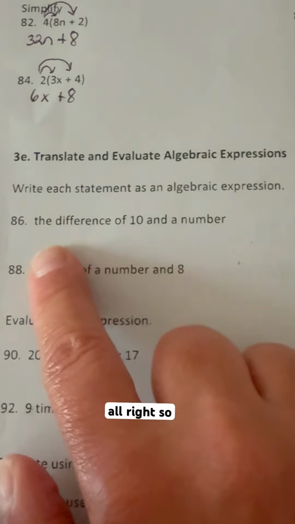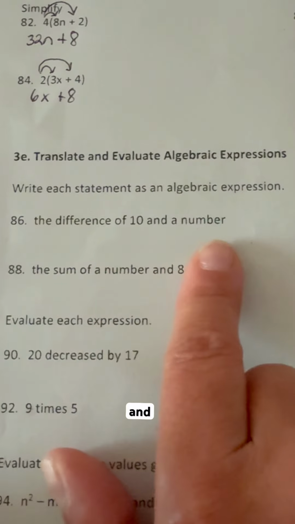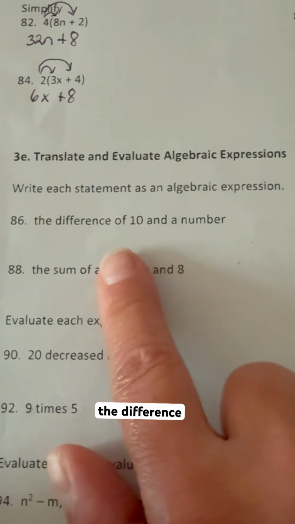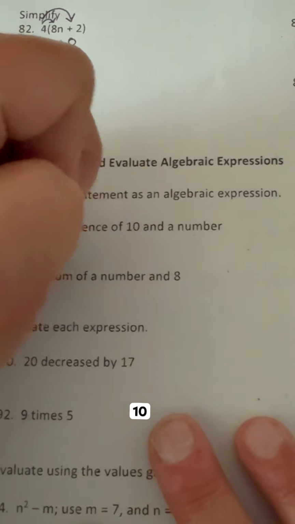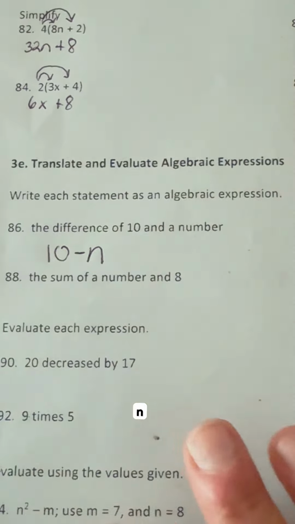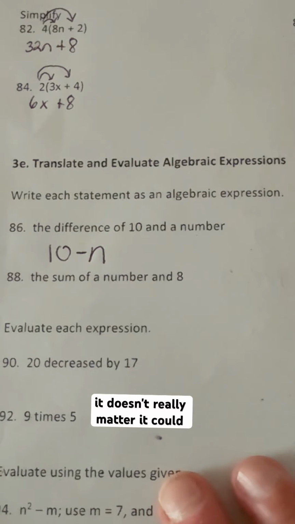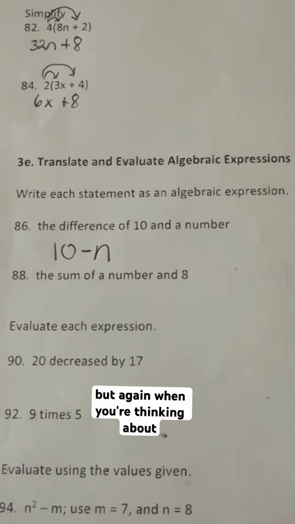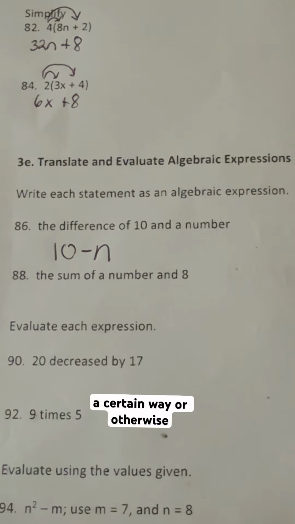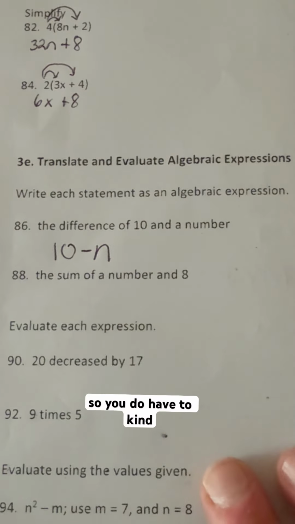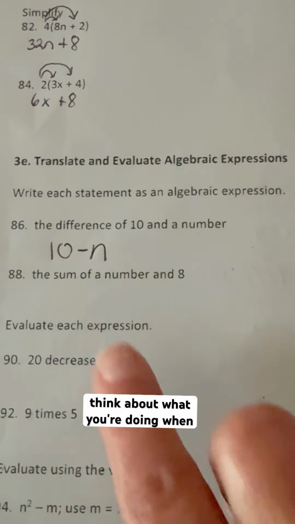All right, so the difference of 10 and a number. When you have the difference, that means subtraction, and we have 10 and a number. We would write, in this case, 10 minus n, and I'm just going to call it n. It doesn't really matter, it could be x or whatever you'd like to do. But again, when you're thinking about differences, those ones are tricky. Differences have to be written a certain way, or otherwise they're not going to be written correctly. So you do have to think about what you're doing when you're doing those.